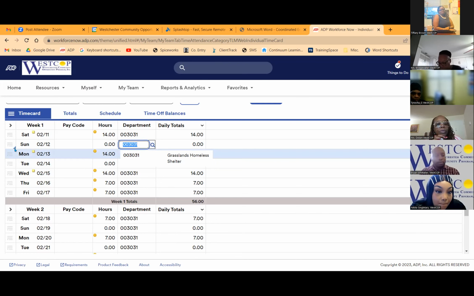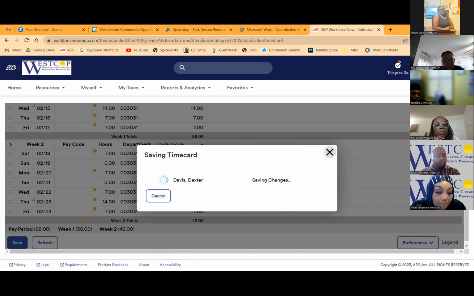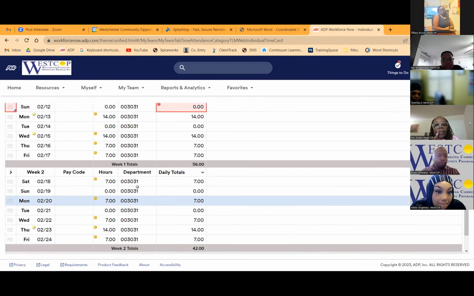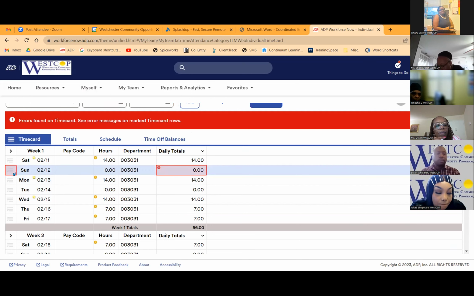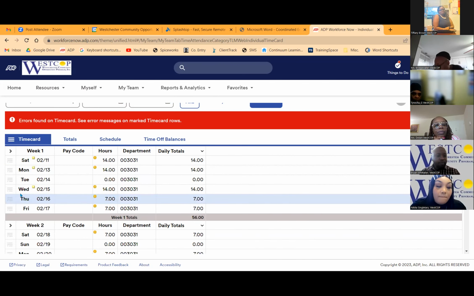Hit save now. Don't do anything else. Just go down and hit save. It's going to give you an error message like this. Now scroll back up to it. Because once you have a little dent in that spot, that means you have to delete the entire row and resave it. Does that make sense? Yeah. Now left click, delete row, save again.